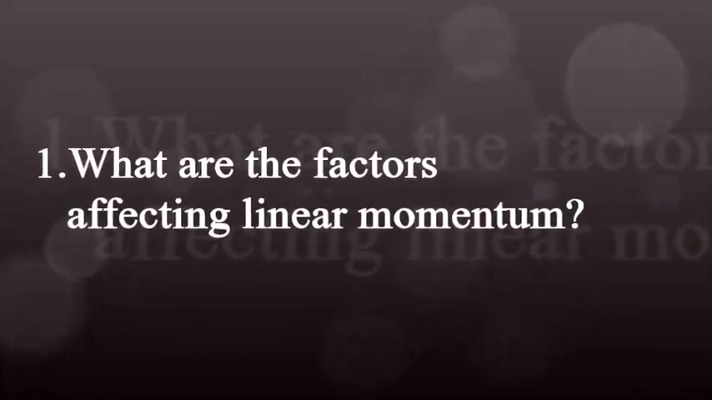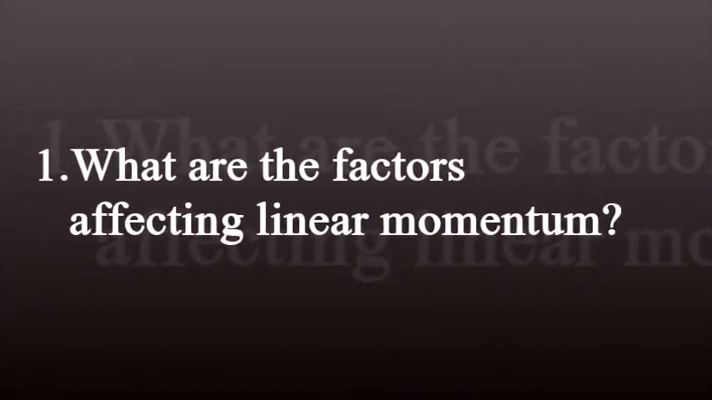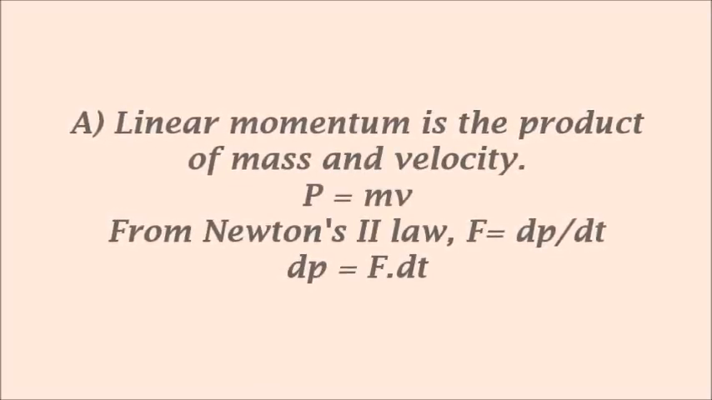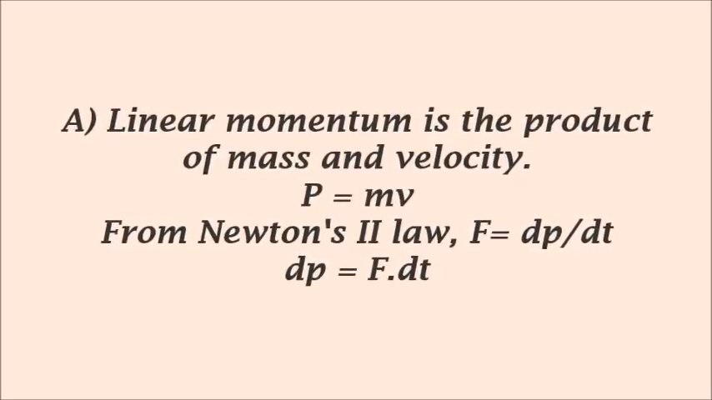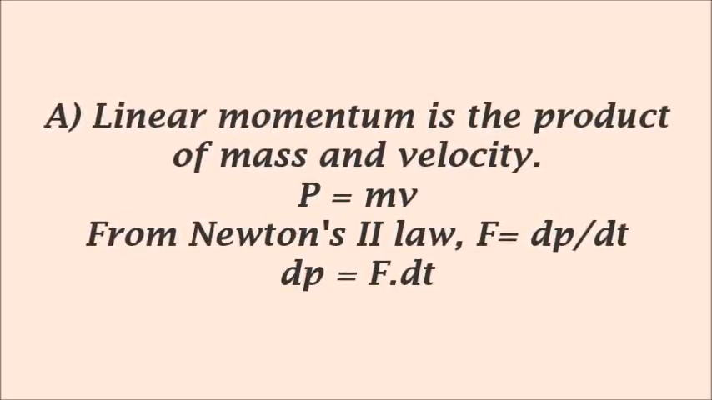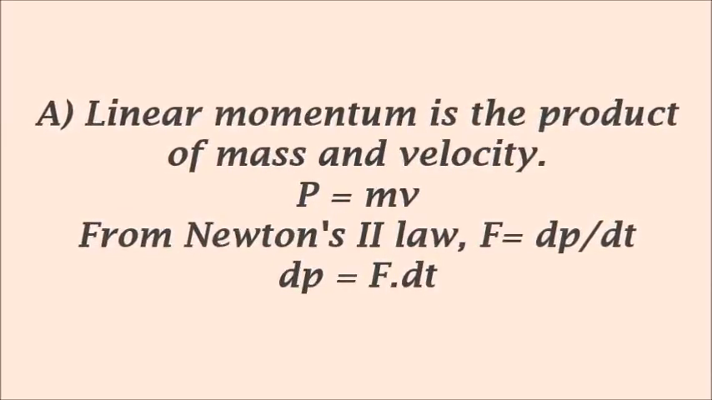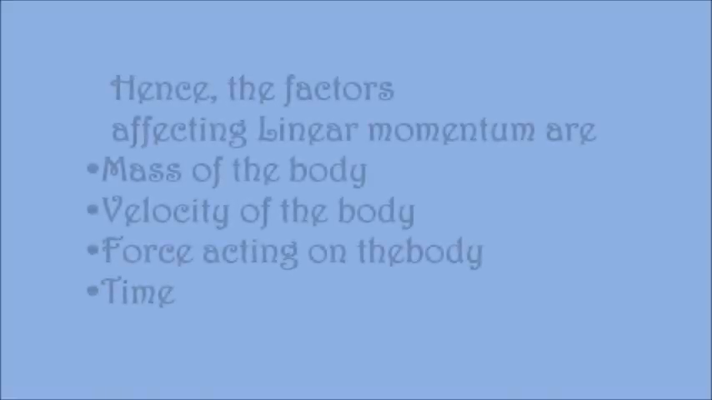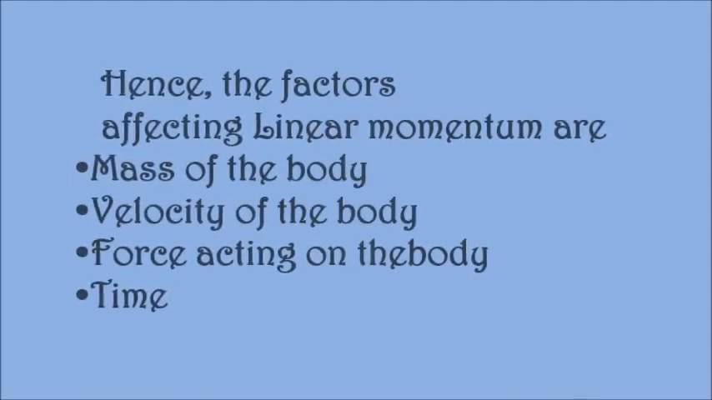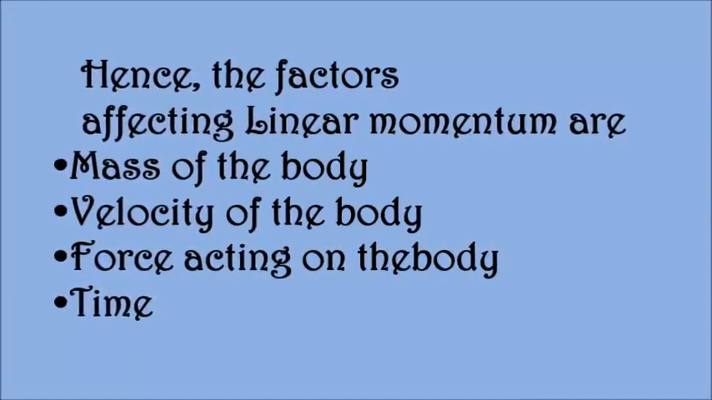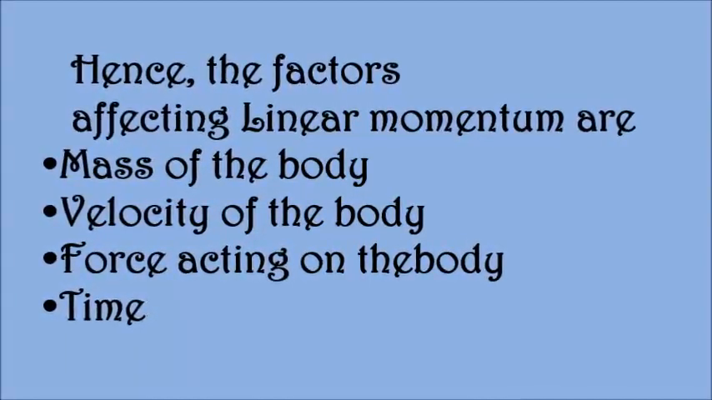What are the factors affecting linear momentum? Linear momentum is the product of mass and velocity, that is, P is equal to mv. From Newton's second law, F is equal to dp by dt, which is nothing but dp is equal to F into dt. Hence, the factors affecting linear momentum are mass of the body, velocity of the body, force acting on the body, and time.